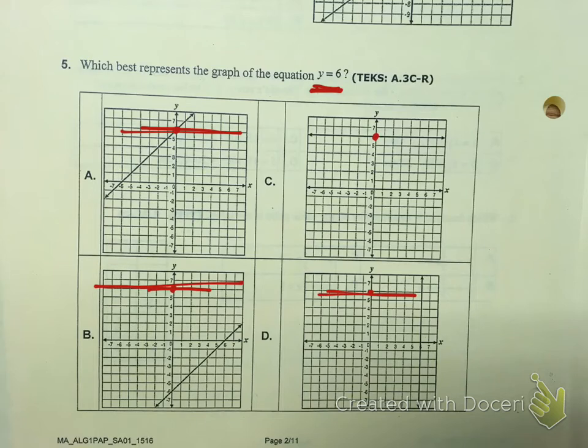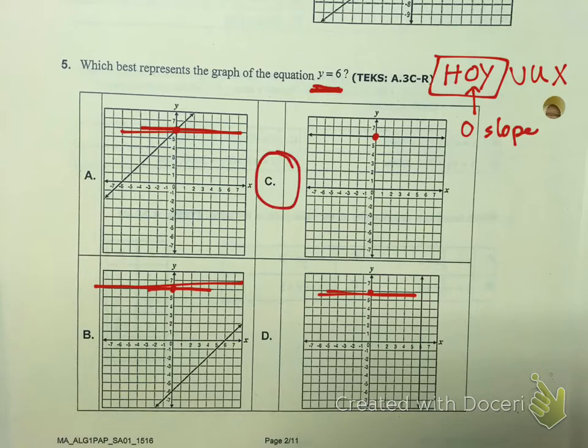So on every graph, y equals 6 goes across in a horizontal line. If you remember the shortcut, that's why we use Hoy Vux. Because if you have y equals, we're going to use Hoy because the slope is 0, and it's a horizontal line. And the only one that's a horizontal line with 0 slope would be answer C.